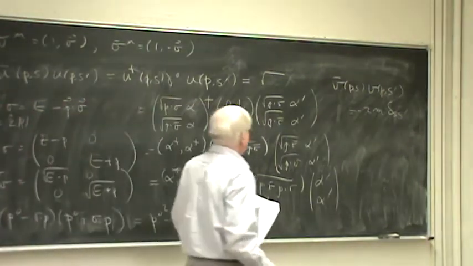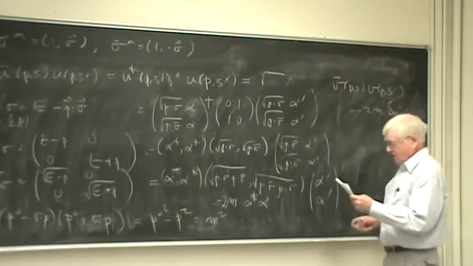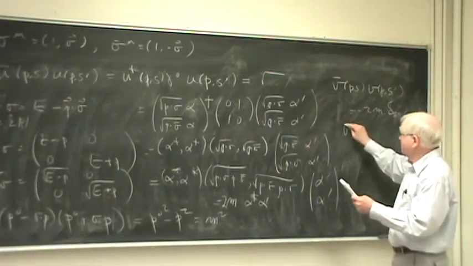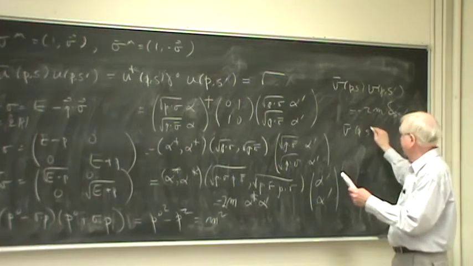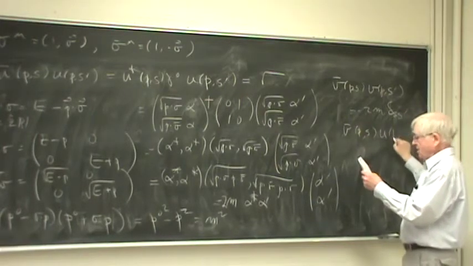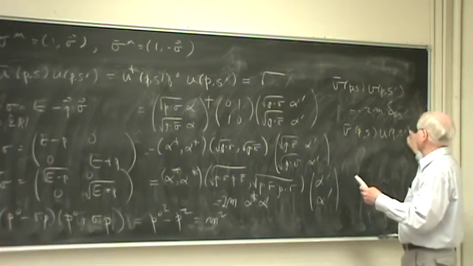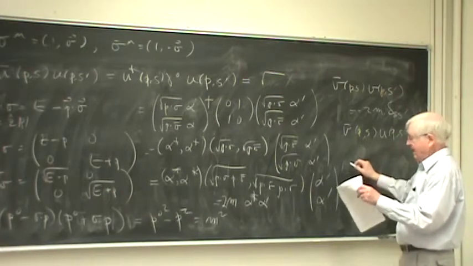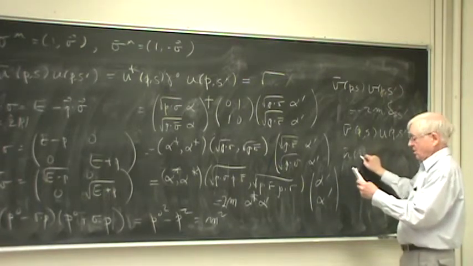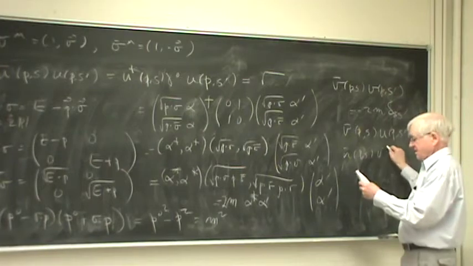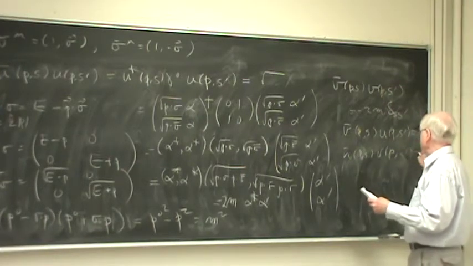And you'll be happy to know that something is 0. V bar of P and S, U of P and S prime is 0, as is, of course, U bar of P and S, V of P and S prime. So these are 0.